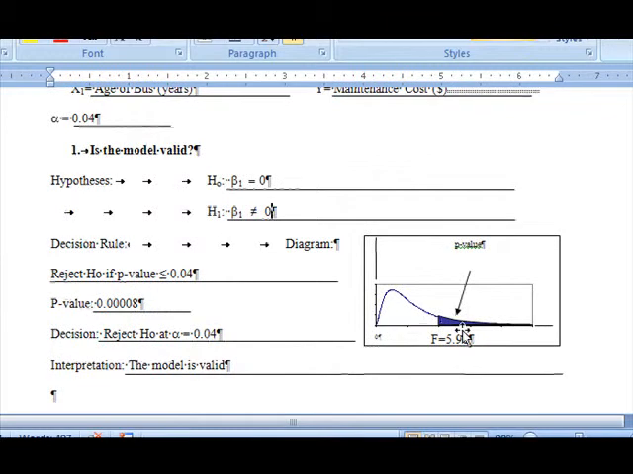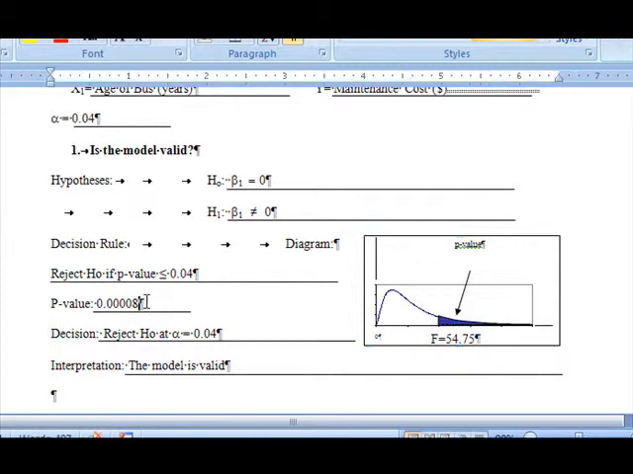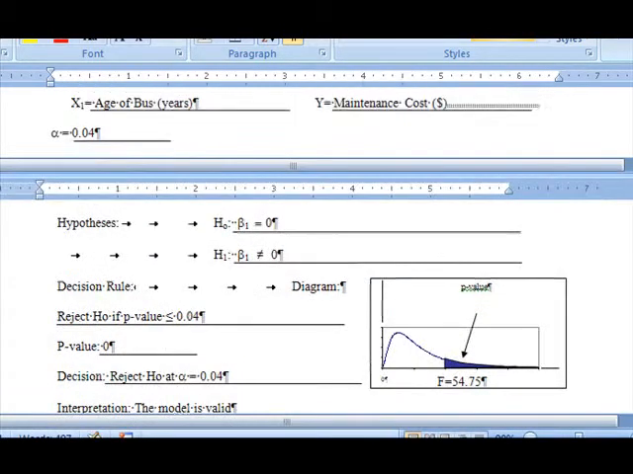So we follow the ANOVA table, where we have an F value of 54.75 and our P value equals 0. So we're going to reject H0 at alpha equals 0.04 and the model is valid. We can keep going with the following questions.